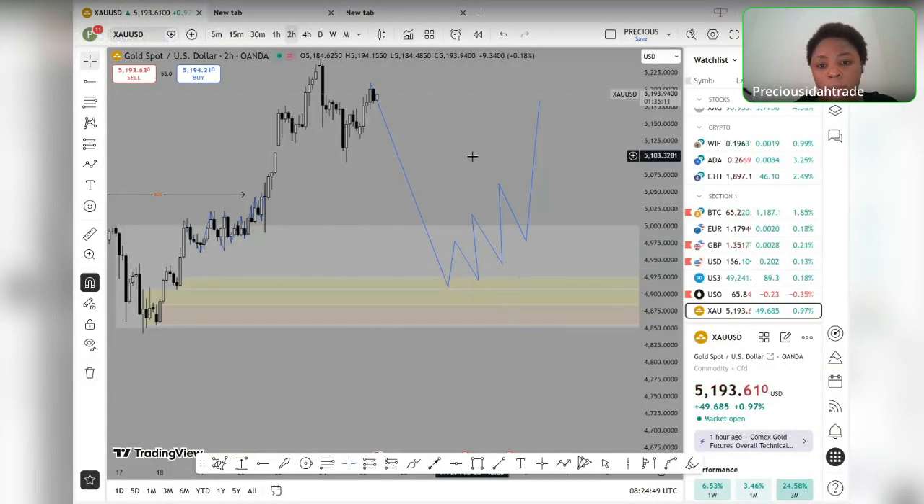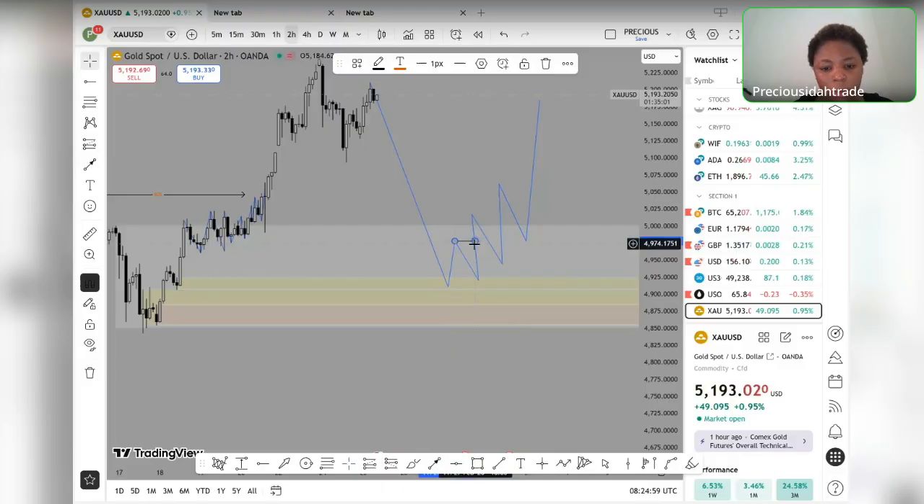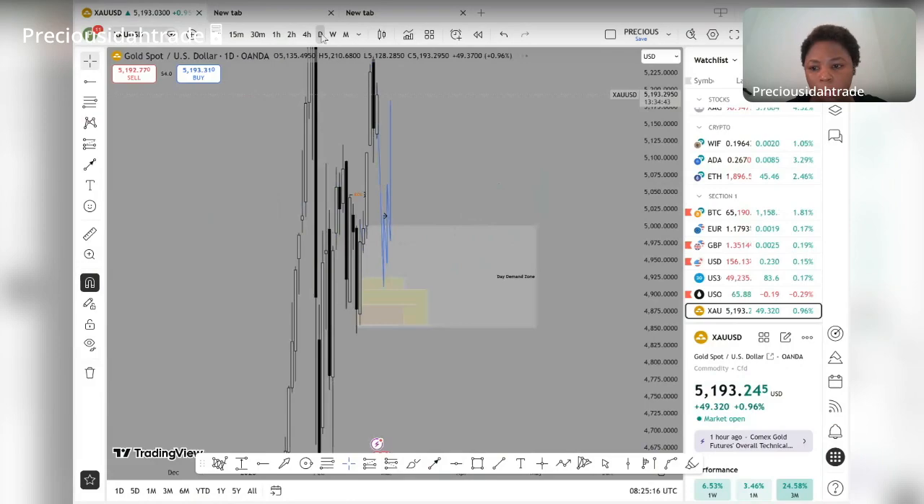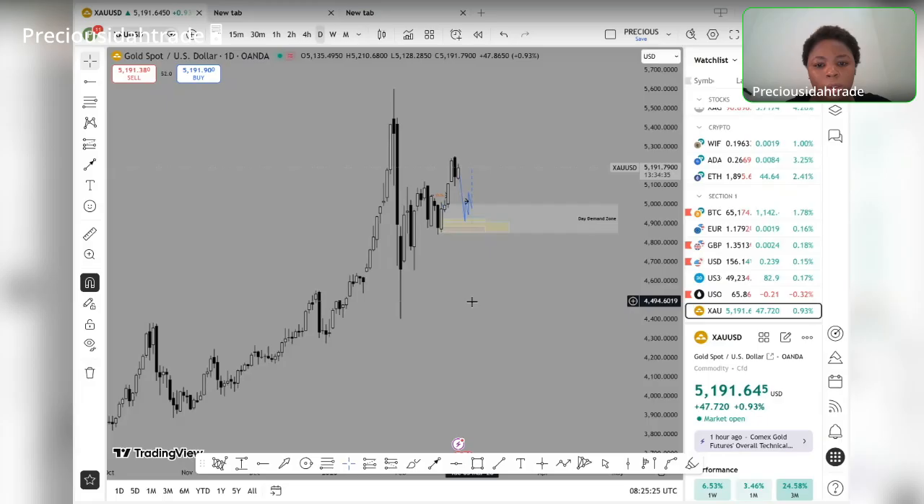So we want to see a change of character. I want to see this as a change of character. We also want to see a break of structure. We are waiting for extra confirmation before we buy from this level. So we would still want the market to come to this level before we buy from here.